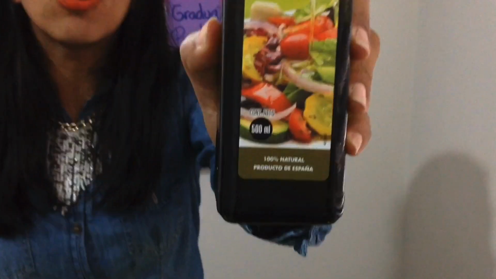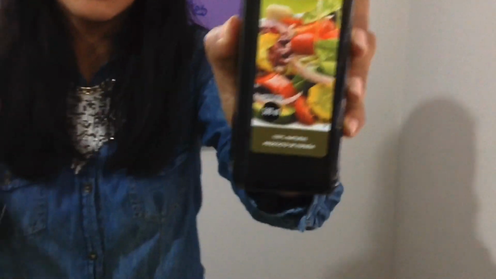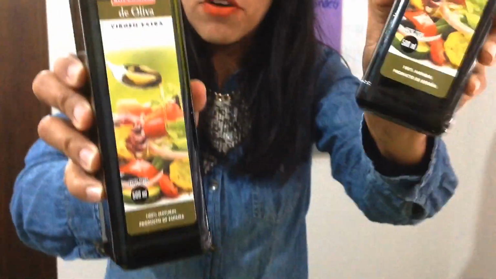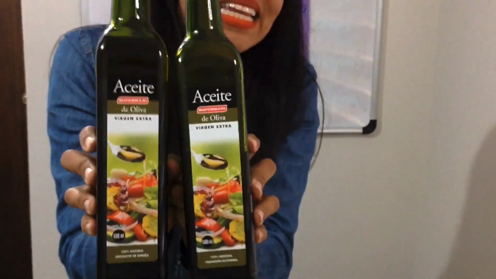Now, in here, I have 500 milliliters of oil. But I happen to have 2 bottles, 500 plus 500. 1000 milliliters is going to form 1 liter.